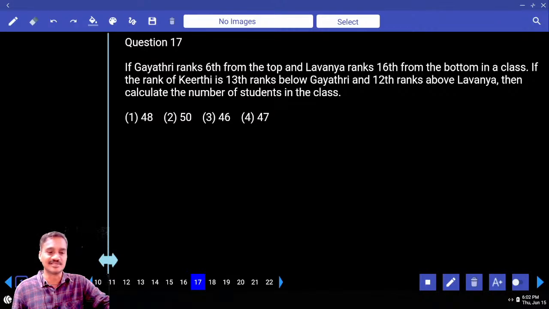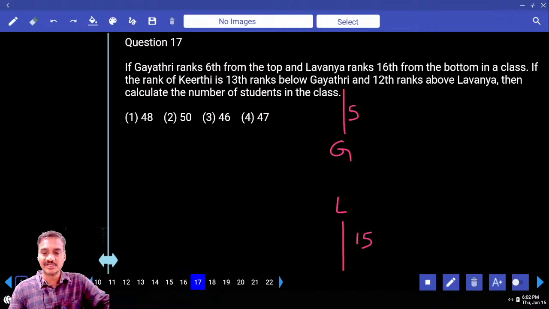Now this Gayatri ranks 6th from the top and Lavanya ranks 16th from the bottom. Gayatri is 6th from the top, so there are 5 persons before Gayatri. Lavanya ranks 16 from the bottom, so there are 15 persons and Lavanya is there. If the rank of Kirti is 13 ranks below Gayatri and 12 ranks above Lavanya, who is this person here? Kirti is somewhere here.